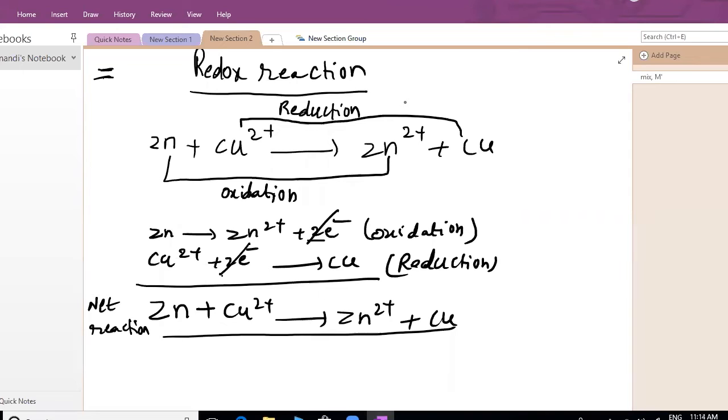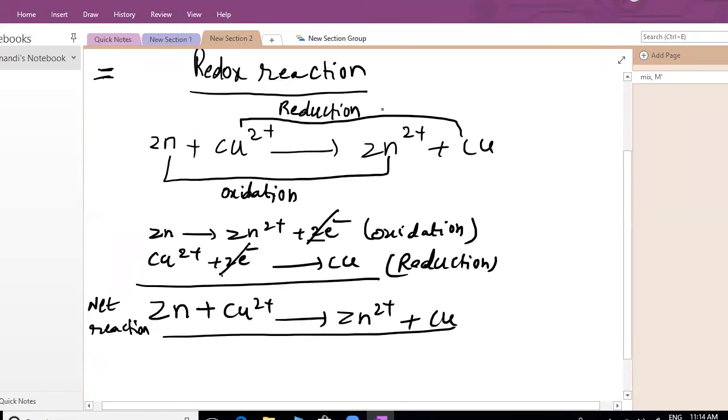I'm asking one more point here. Please let me know, zinc oxidation occurs because of whom? Cu2+, is it correct? Because of Cu2+ only, zinc loses electrons. And because of zinc, copper gains electrons, that is, Cu2+ gains electrons and converts into Cu. So because of zinc, Cu2+ reduction takes place.